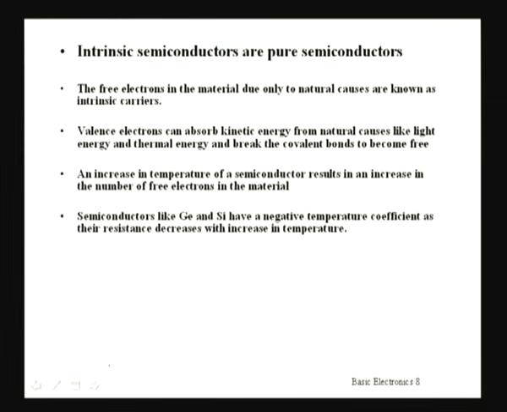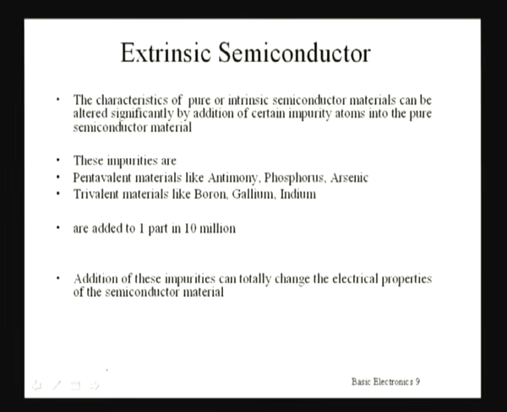So semiconductors like germanium and silicon have a negative temperature coefficient, as the resistance decreases with increasing temperature. This is a peculiar phenomenon seen in semiconductors, which is just opposite to conductors like metal. Now we have been talking about intrinsic semiconductors, those are the purest form of semiconductors without any impurity in them.